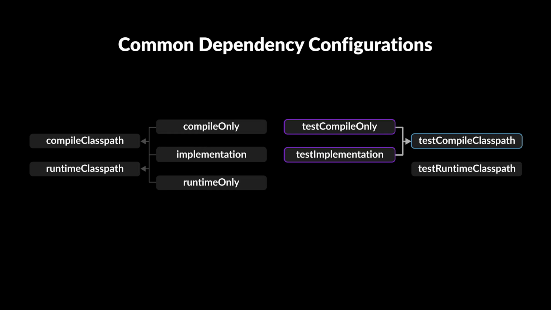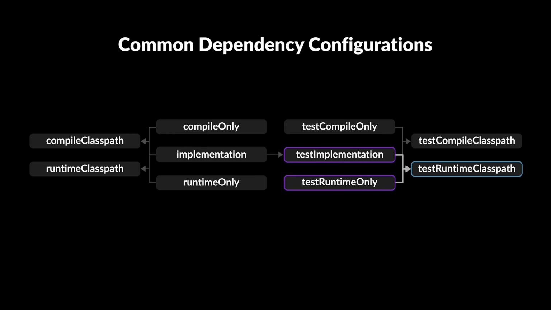It's important to understand that just like resolvable configurations can extend from other configurations, so can declarable configurations. Test implementation extends from implementation. Any dependencies you declare in the implementation will be merged into test implementation, which will be subsequently merged into test compileClasspath. The test runtimeClasspath extends from test implementation and test runtimeOnly. Test runtimeOnly extends from runtimeOnly.